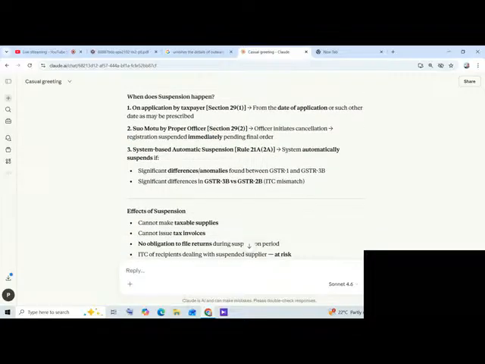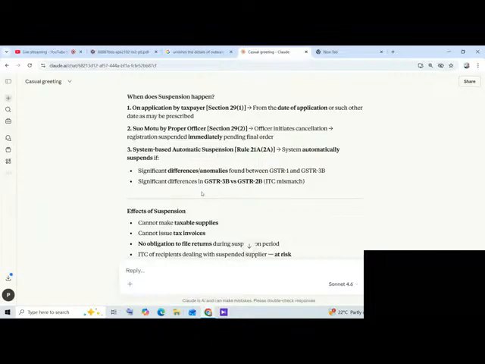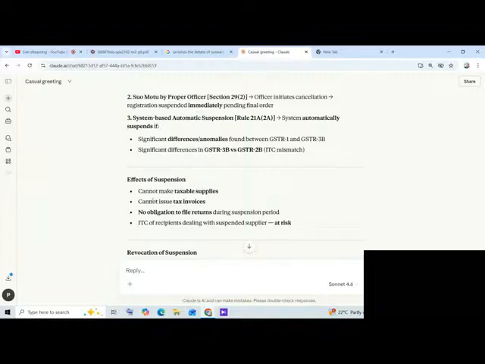System-based automatic suspension: the system automatically suspends if a significant difference or anomalies are found between GSTR-1 and 3B, or significant differences between 3B and 2B, such as ITC mismatch. Effects of suspension: cannot make taxable supplies, cannot issue tax invoices, no obligation to file returns during the suspension period, and ITC of recipients dealing with a suspended supplier is at risk.